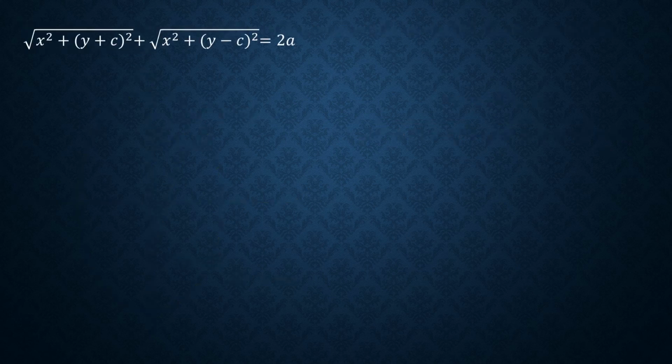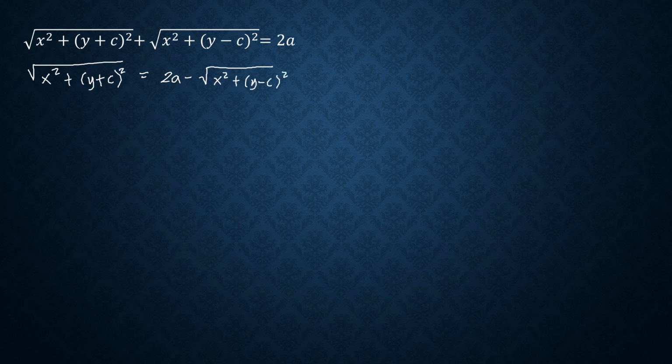From the equation obtained in the previous slide, we can derive the equation of the ellipse when the foci lie on the y-axis. So let us subtract the square root of x squared plus (y minus c) squared from both sides of the equation. Then we will have the square root of x squared plus (y plus c) squared equals 2a minus the square root of x squared plus (y minus c) squared.